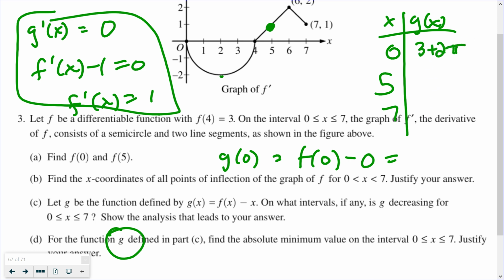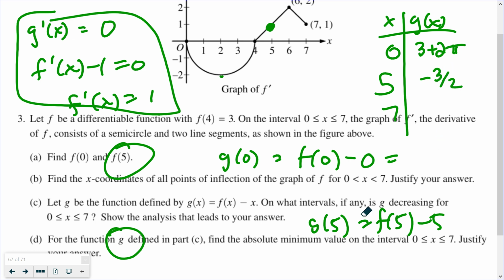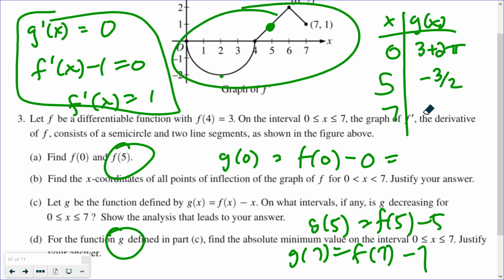We already did that. Okay, g of 5 means you're going to do f of 5 minus 5, and we already did f of 5 right there. So if you do all of that correctly and subtract 5, my answer here says it's -3/2. And then you do have to do g of 7, which is f of 7 minus 7. So you do have to do that whole thing over again in order to find this, and that's -1/2. But that would be your absolute minimum value. So you get the second point for part D if you said -3/2 was your absolute minimum value. Everybody got that?